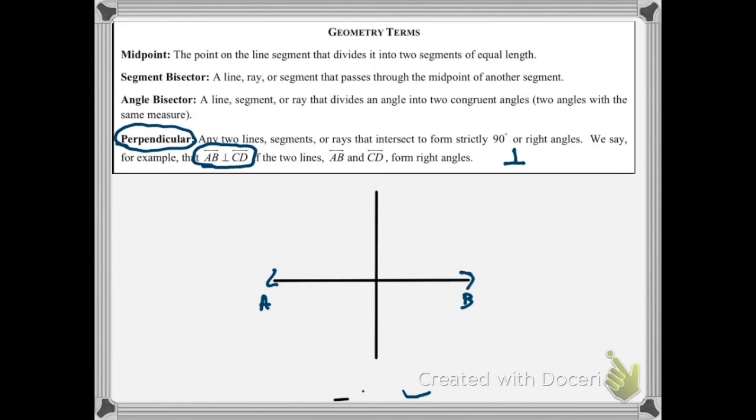It doesn't have to pass through the middle, through the midpoint, but it does have to be at a right angle. So I could make another one over here or over here, right? And these are all perpendicular. So this is a right angle, and this is a right angle, and this is a right angle, and so forth. I can keep doing that. These are all right angles, 90 degrees. So that's all perpendicular means: two segments, lines, or rays that intersect at a right angle.